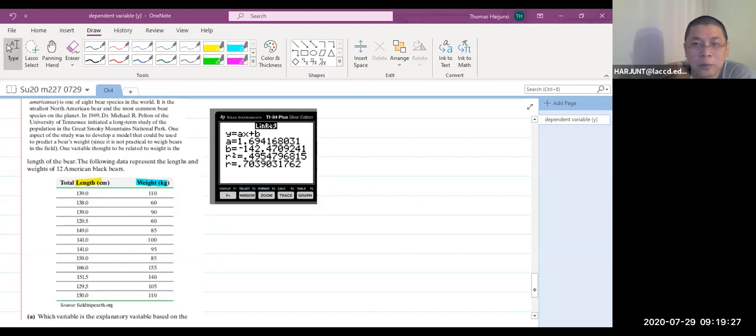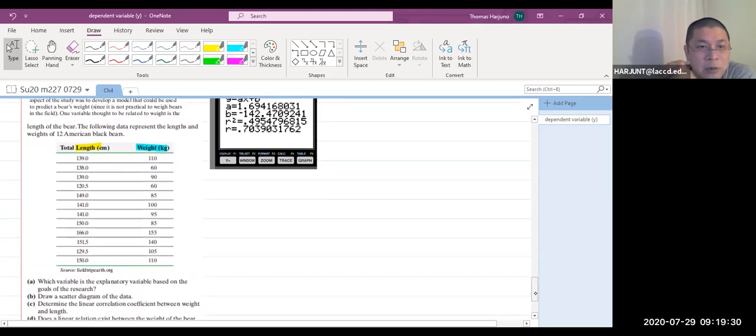Let's answer the problem. Which variable is explanatory here? Well, the independent variable. That's the length. Draw the scatter diagram. Oh, okay, I go back to my calculator then.